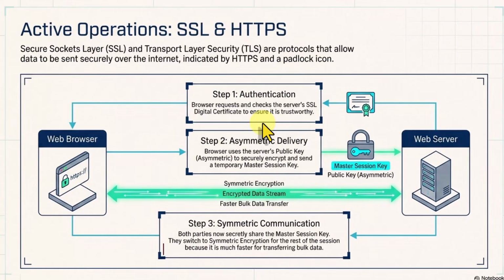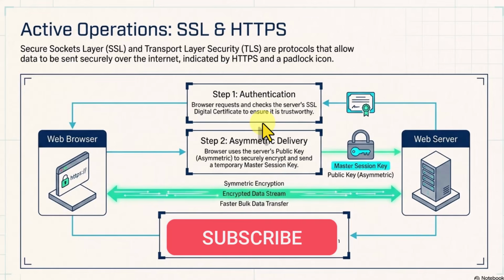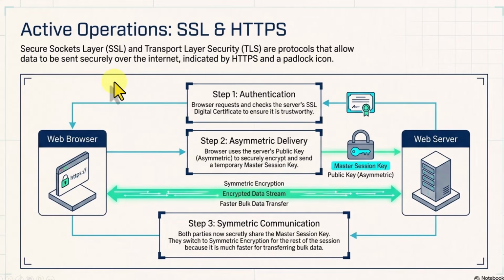So where do we just use encryption? Okay, so we have SSL and HTTPS. Secure Socket Layer and Transport Layer Security, TLS, are protocols that allow data to be sent securely over the internet, indicated by HTTPS and a padlock icon. For now you just have to understand this much: for networking and for sending data through the internet we use them a lot. In the network unit we will discuss them further.